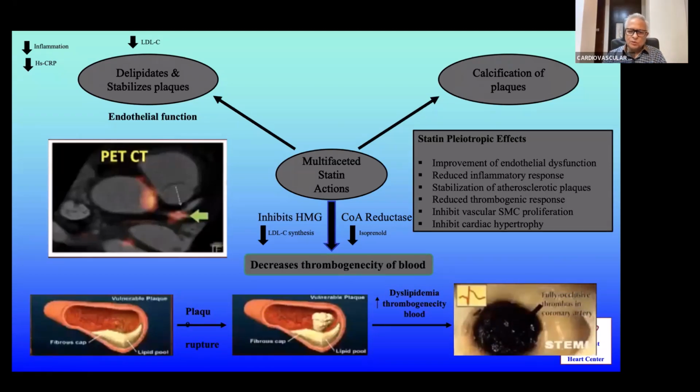So we all heard all these things, but I would like to particularly emphasize that it also decreases thrombogenicity. So if a patient of STEMI or ACS presents and he's already on statin, he will do better than a patient who's not on statin. So having statin for primary prevention and secondary prevention is of great help, whether LDL-C is high or low, it doesn't matter.